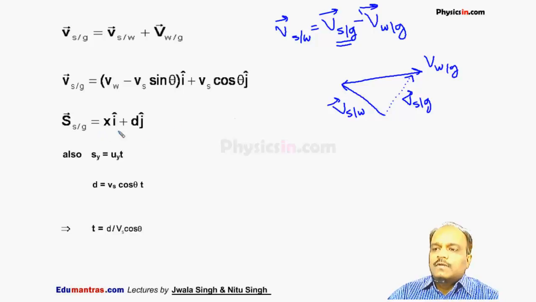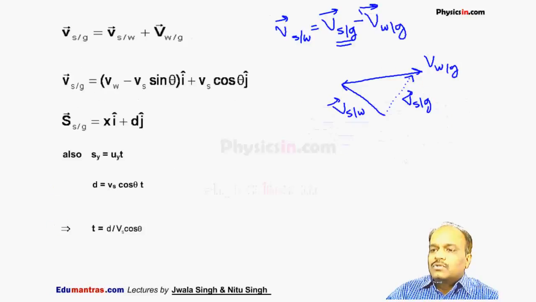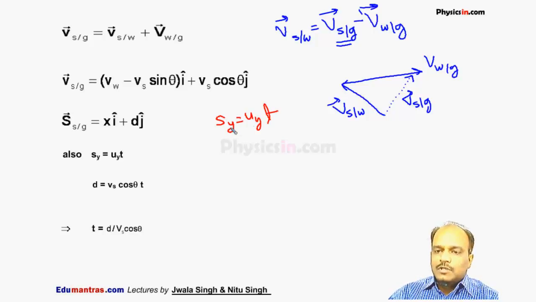Now the displacement of the swimmer when he lands at this point P: let the vertical displacement be d j cap and the horizontal displacement be x i cap. Now we know the vertical displacement. The displacement in the vertical direction is uy into t, because acceleration here is 0. So the displacement in the vertical direction is d, and uy.